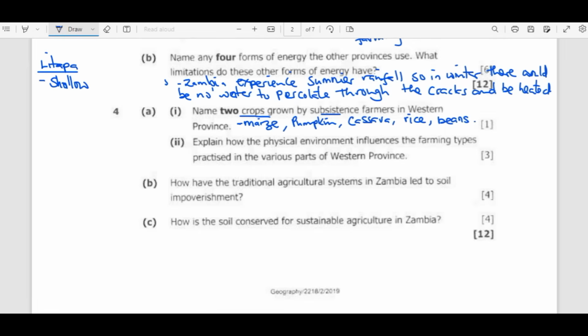Okay, so we are saying shallow depressions of plain. And then we are saying that crops are planted in June and harvested in November.